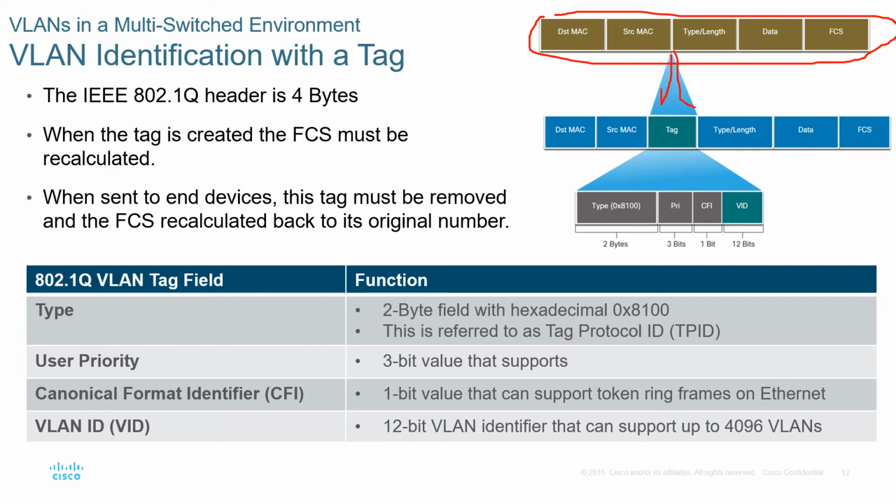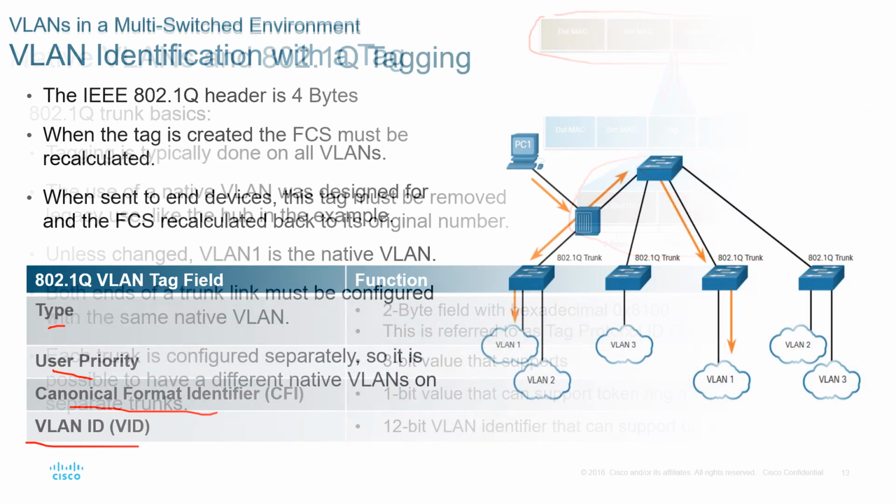The VLAN information or the tag is inserted here. And then a very important detail here is again the VLAN ID. Okay. So other information inserted are type, the user priority, the canonical format identifier. But what's very important is the VLAN ID.